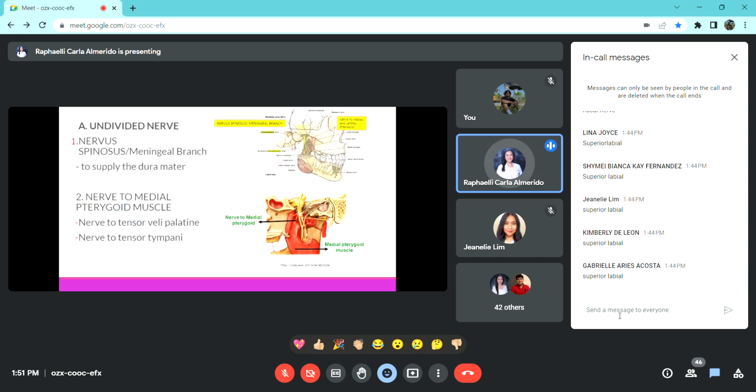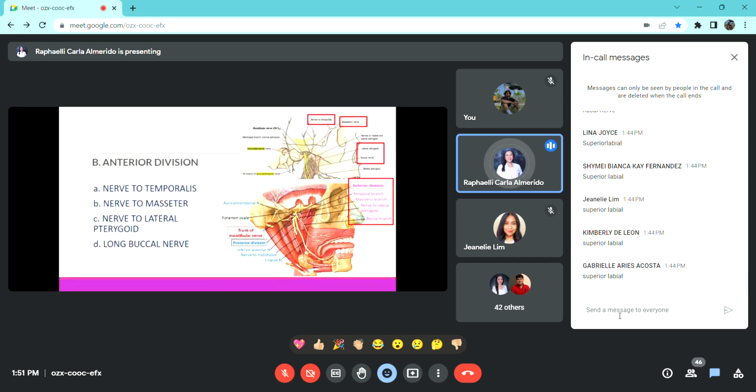Wait, is it moving? Can you see the screen? Does it show? Yes, po.